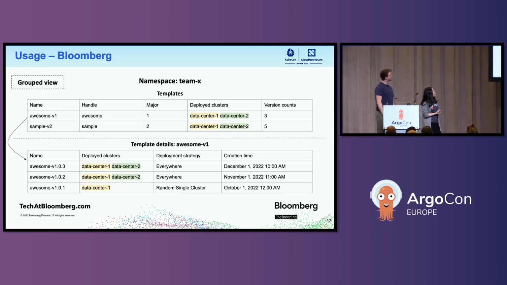Here, in the main page, templates are grouped by their name plus major versions. We show quite high-level summaries like deployments, clusters, and version counts. And then when you click into a detail, it shows you further information like how many versions you already have and where they're deployed to, and the time, of course.